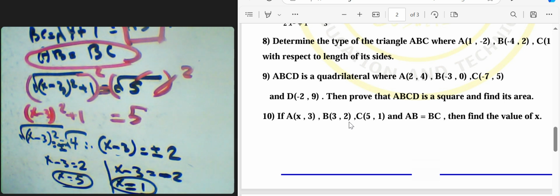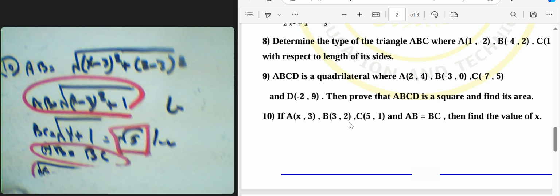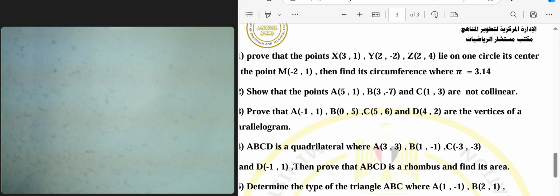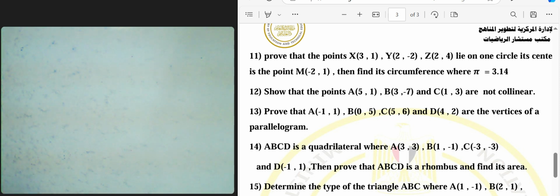Understood? We have two solutions about this number. Next question. That was question number 10. Okay. Now question 11.